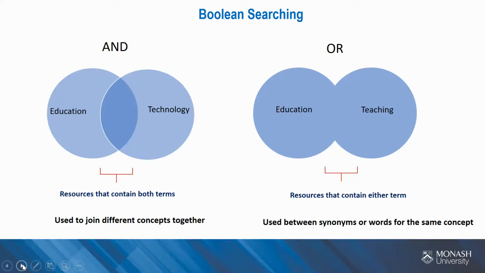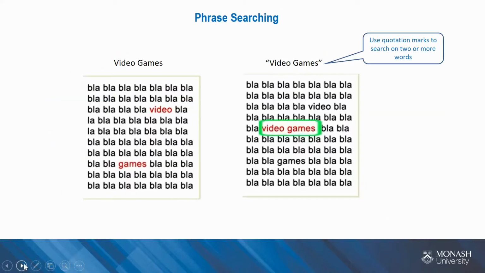Let's leave the Boolean functions now and look at other functions that can help you search in the database. Phrase searching is another important tool for searching. This searches for all of the terms in the order you enter them. It's excellent for the terms you need connected in that order. You use quotation marks to indicate a phrase search.